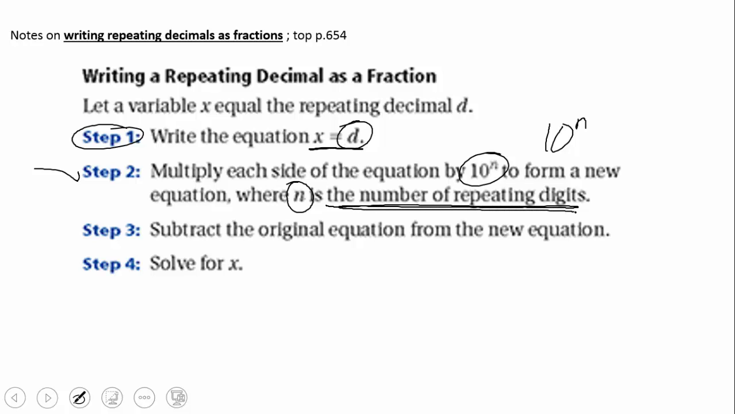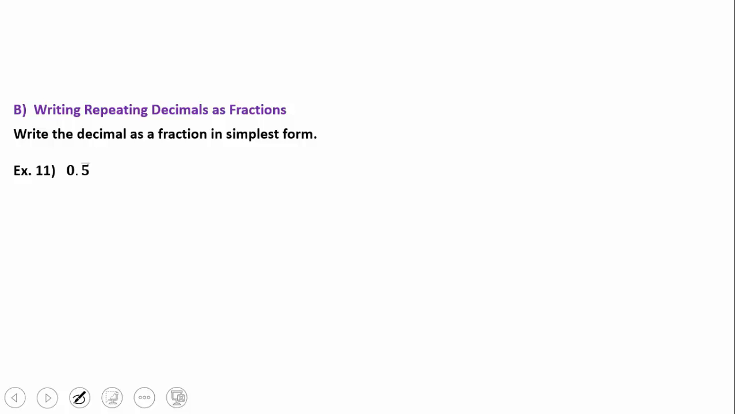So if we have one repeating digit, that would be 10 to the 1, which is equal to 10. If it had two repeating digits, that would be 10 to the 2, which is 100, and so on and so on. Step three, we would subtract the original equation from the new one, and then step four, solve the equation, which we're going to use as x, because we wrote it as x equals the repeating decimal. So we're only going to do two examples. We're going to make it quick, and then I have two for you to try on your own, and we'll discuss it more in class as we need to.